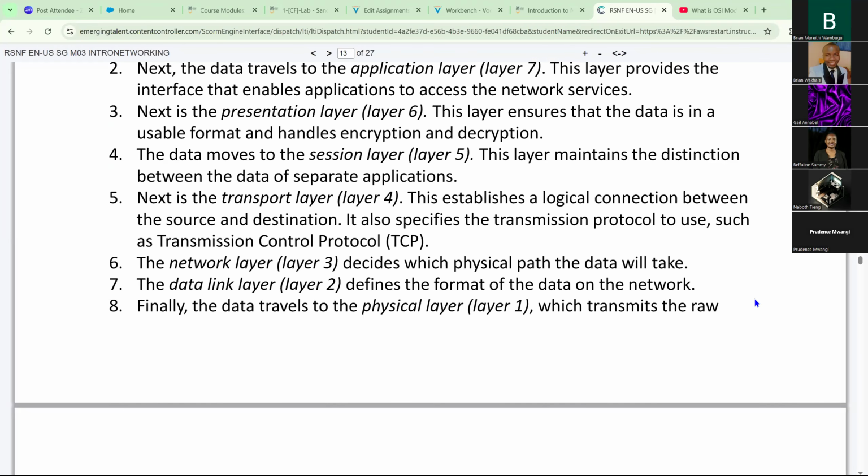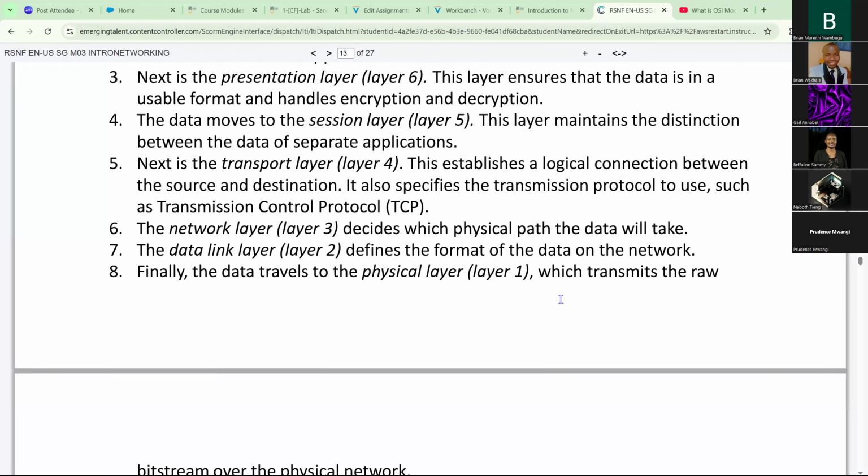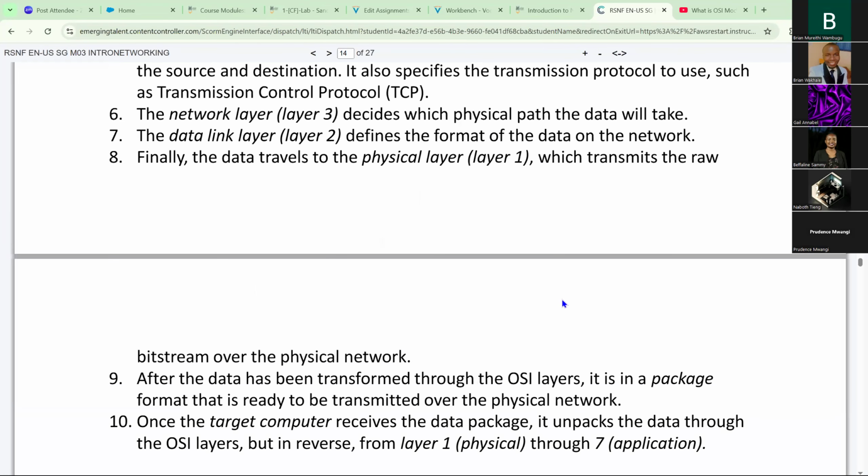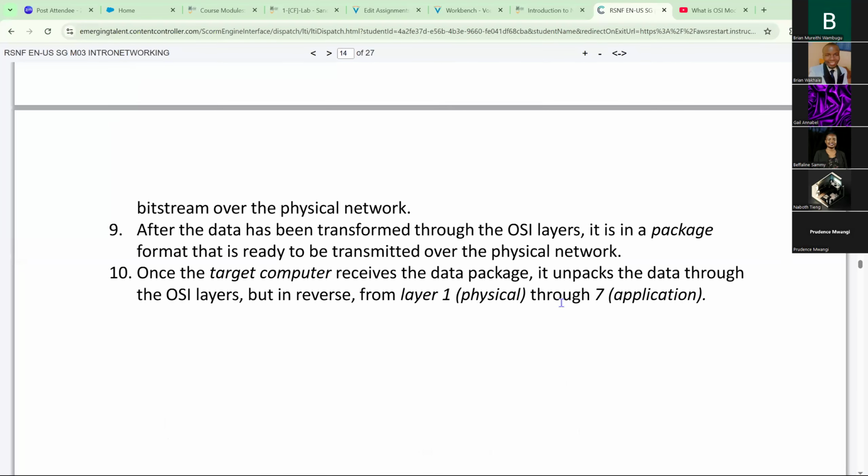So in the physical layer, data is transmitted. We have transmission of the raw bit stream over the physical layer. After the data has been transformed through the OSI layers, it is in a package format that is ready to be transmitted over the physical network. That's why we are now at the physical network. It is now in a form and format that can be transmitted.